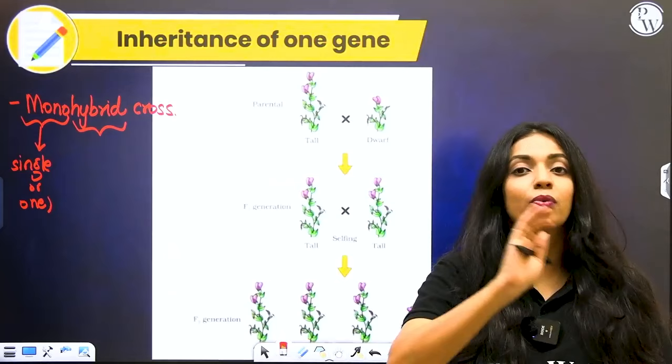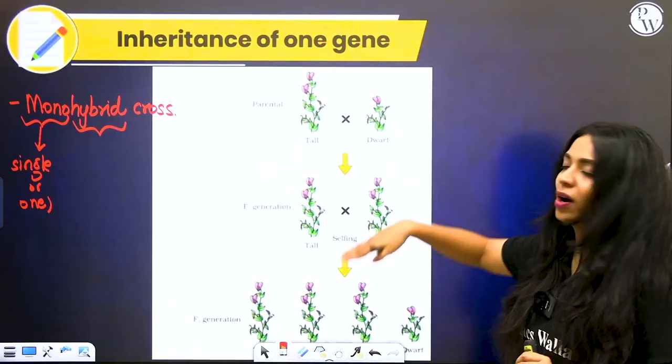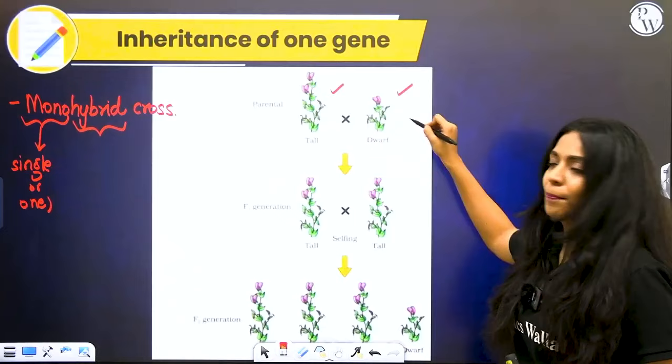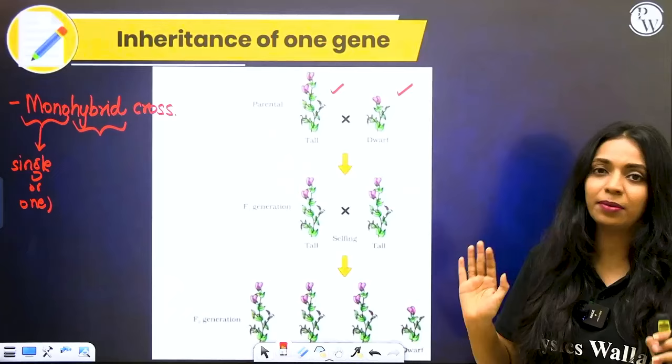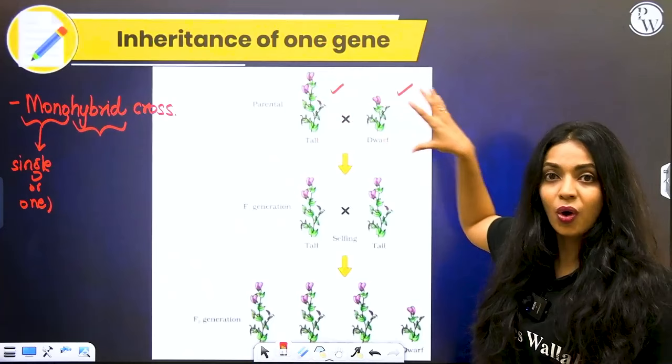For example, here you see we're focusing on tall and dwarf. In these plants, when you check the parents, you check whether it is a pure line for height. You don't worry about its seed shape, its seed color, pod shape, what color flower it has. None of that matters. So while you're performing a cross, we are considering just one character. So it is called a monohybrid cross.